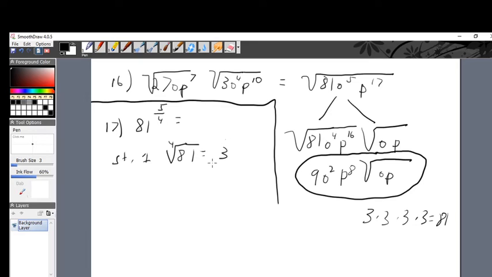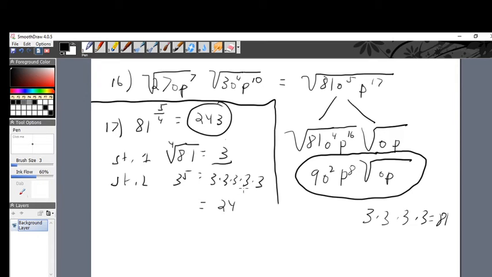I got 3 here, right? Step 2 is take that 3 and raise it to the 5th power. So that's going to be 5 copies. 3 times 3 times 3 times another 3 is 81. 81 times that last 3 is 3 times 81, which is 243. And the answer is, let me put it right over here, 243. I'll put it in both places. That's the answer to number 17.